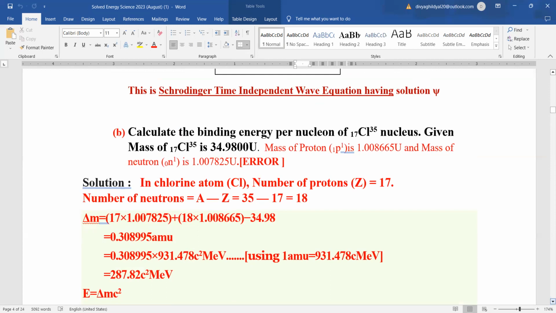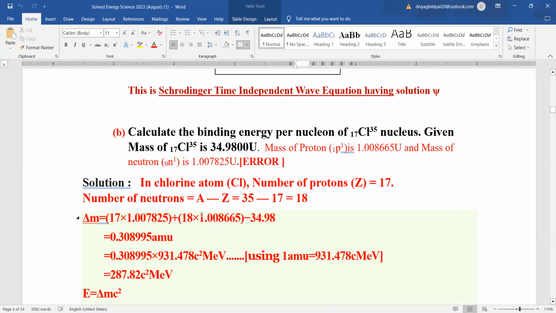Now, in this question, there is an error. Actually, this is not the mass of proton, this is the mass of neutron. And in the case of neutron, it is the mass of proton. But whatever values they have given, if you are using them to find the answer, you will still get full marks. And in case you knew the values beforehand and you are using them, in both cases you will get your marks.